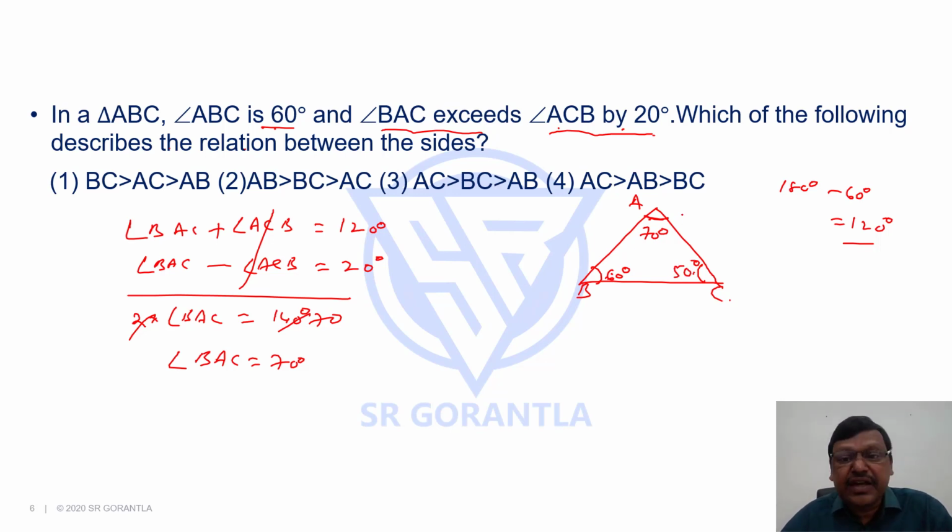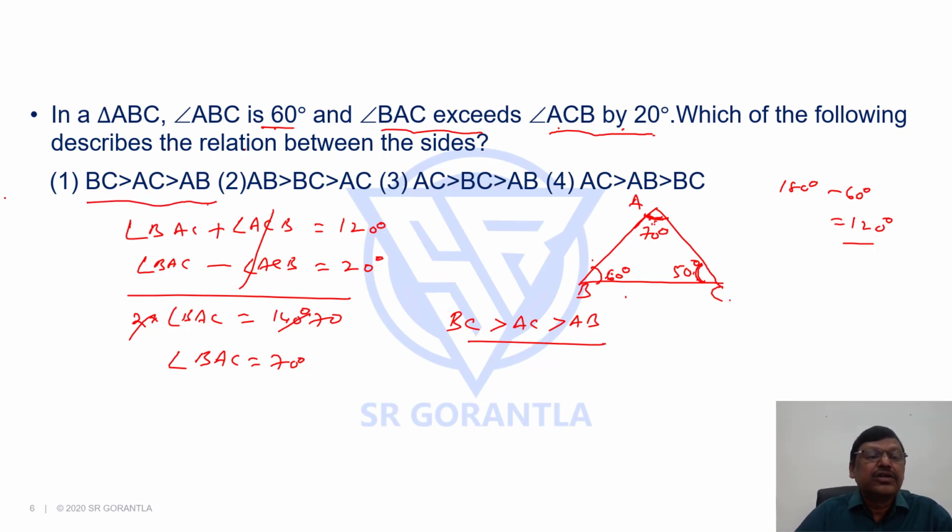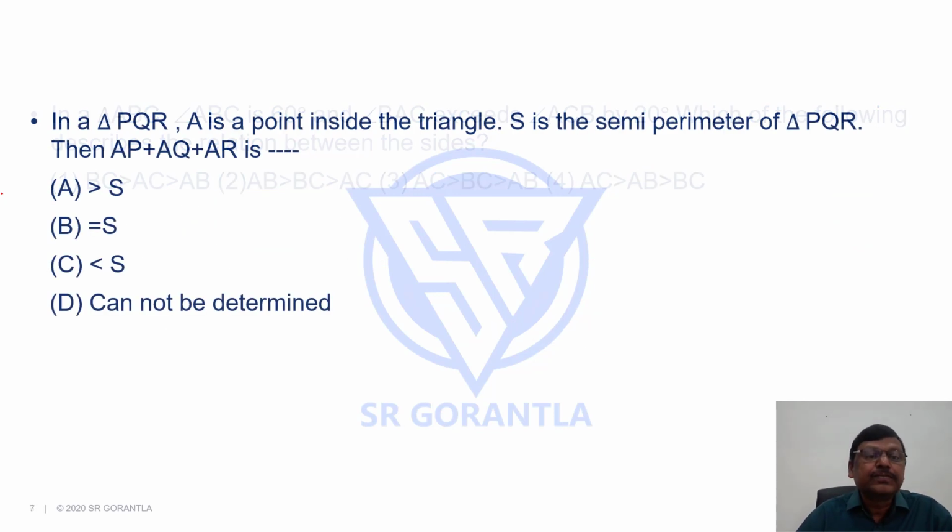Now what is the largest angle? It is A. If the largest angle is A, its opposite side BC is the largest side. The second largest angle is 60, its opposite side AC is the second largest side. The smallest angle is 50, its opposite side AB is the shortest side. So BC is greater than AC, which is greater than AB. This is the relation between the sides. Hence our answer is choice 1. Let's take up one more.